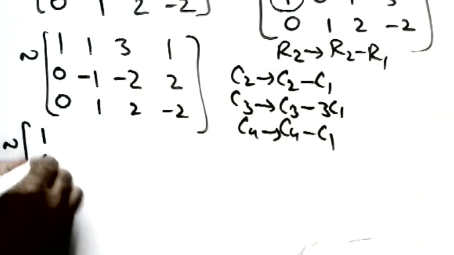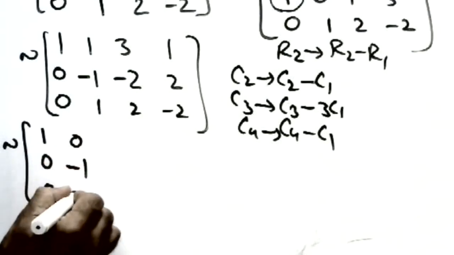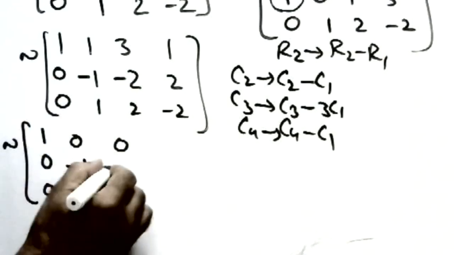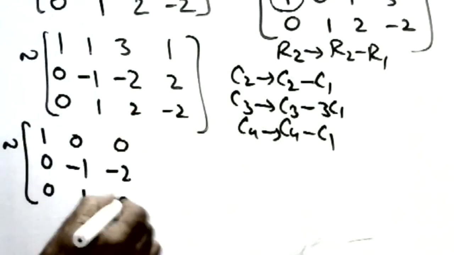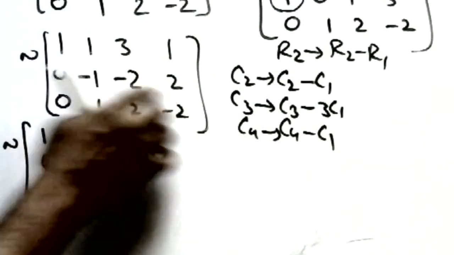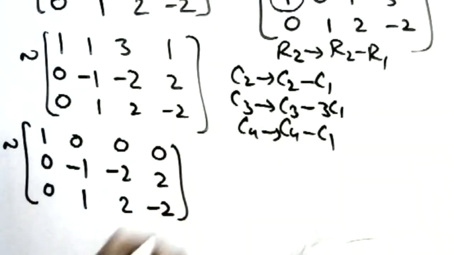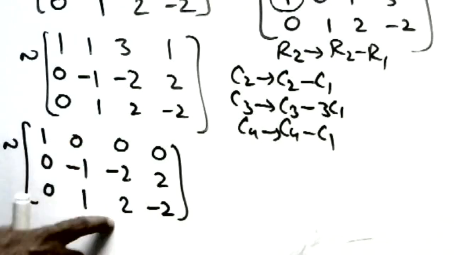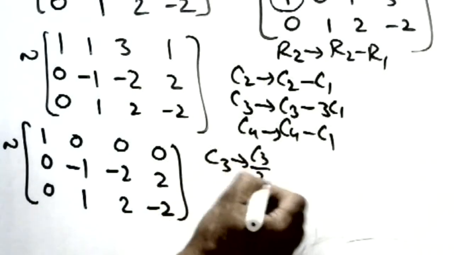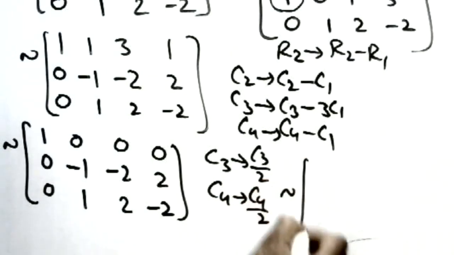So let me change here. First column we are not changing, 0 0. Second column 1 minus 1 is 0, 0 minus 1 is minus 1, 1 minus 0 is 1. Now 3 minus 3 ones are 3, 3 minus 3 is 0. Minus 2 minus 0 will be minus 2 only. 2 minus 0 will be 2 only. Now the last step: 1 minus 1 is 0, 2 minus 0 is 2, minus 2 minus 0 is minus 2. Now we can take 2 common here and 2 common here. So C3 implies C3 by 2 and C4 implies C4 by 2.